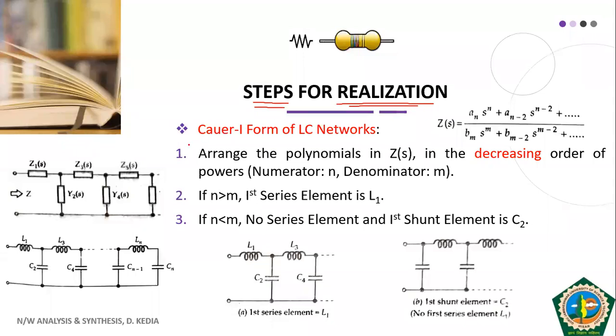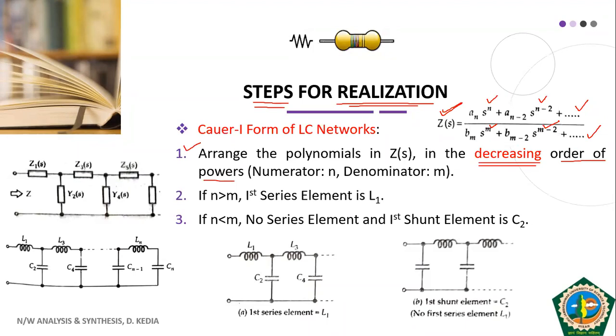So step number one. We have been given the driving point impedance function, where in the numerator we have an even powered polynomial, and in the denominator an odd powered polynomial. The first step is to arrange those powers in decreasing order of powers, meaning first the highest power, and then it keeps on decreasing. Similar is the case with the denominator. So we have to arrange the numerator as well as the denominator in decreasing order of powers.